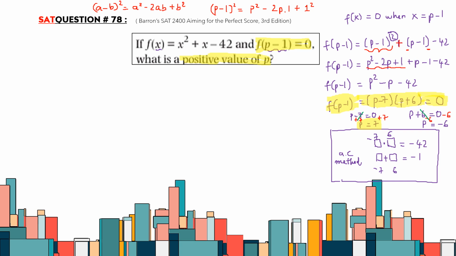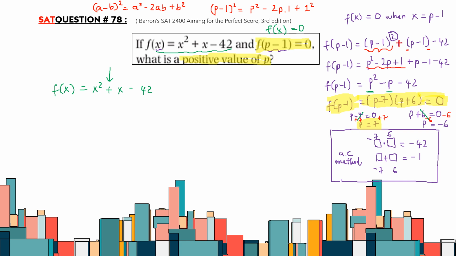Okay, so this is when you plug in. How about if I just say, hey, this is my f of x that equals 0 when x equals p minus 1. So I go straight from f of x. I have f of x equals x squared plus x minus 42. You see that it looks the same as the p version, but we have the plus sign here.